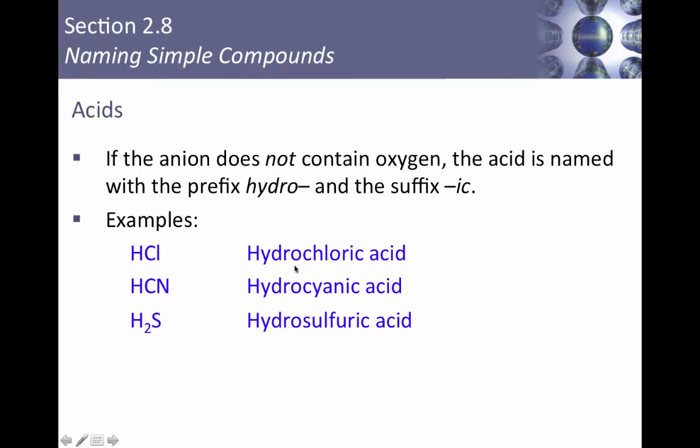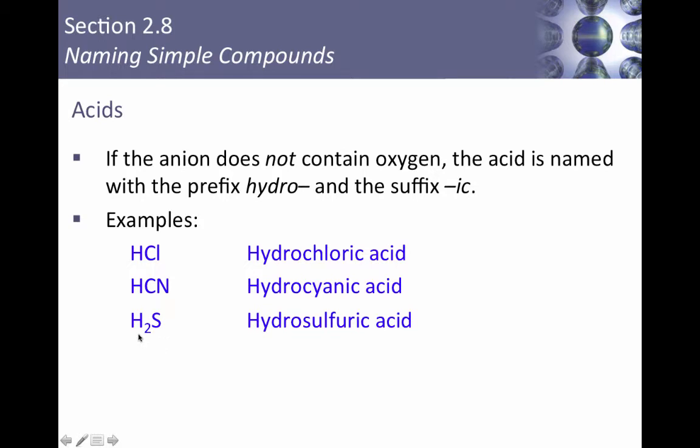We're going to get rid of the ine ending for the chlorine and add the ic. So we end up with hydrochloric acid. All right, now here we have a polyatomic ion. So you have to recognize that CN is the cyanide ion, but the same plan works here. We have the hydrogen out front. That's going to give us the hydro. Then we have our polyatomic ion here, which then gets the ic ending and becomes hydrocyanic acid.